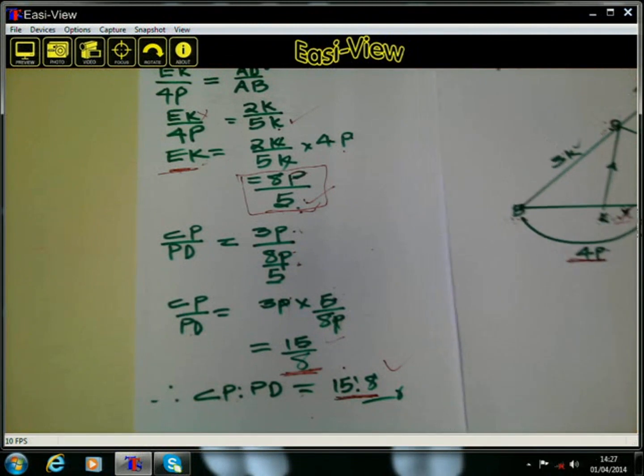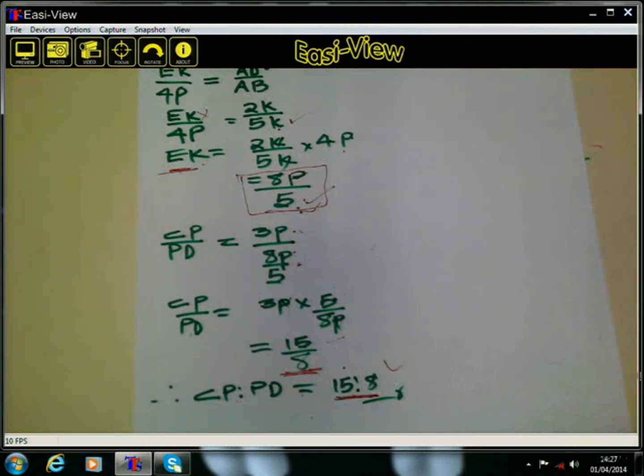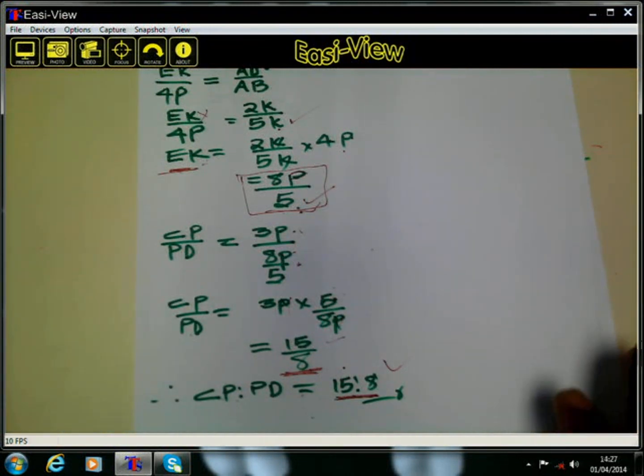Fine. I think we are finding this quite interesting. Now I've got to move to the next theorem, which is the Pythagoras theorem. It is theorem 4, which takes us to the Pythagoras theorem.